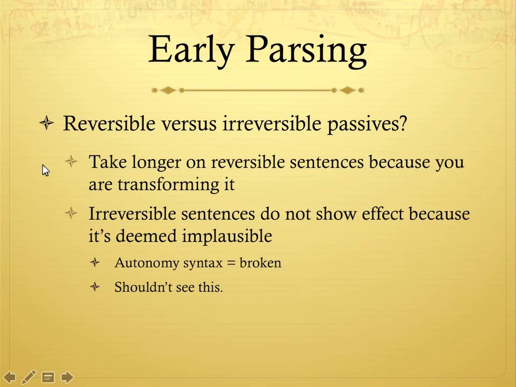Okay. You do take longer to read reversible sentences because you're transforming them from passive voice to active voice. So you would think that irreversible sentences should show that same effect because it still requires a transformation. That's what the theory would predict, but they actually don't show that effect, because your brain just goes, it's not plausible, it moves on. So the autonomy of syntax is broken. It interacts with semantics to parse the sentence, and so we shouldn't see this effect, but we do, so that does not support transformational grammar.